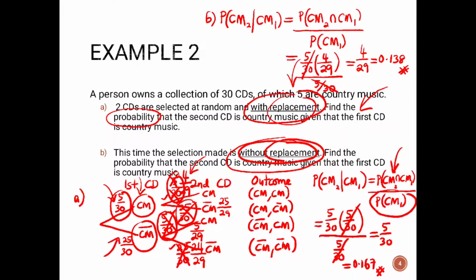Okay, can you compare the value that you get from A and the value that you get from B? Okay, when the selection is done without replacement, the probability value drops, right? Because we have less number of CDs. Okay, so that's the end for example 2.